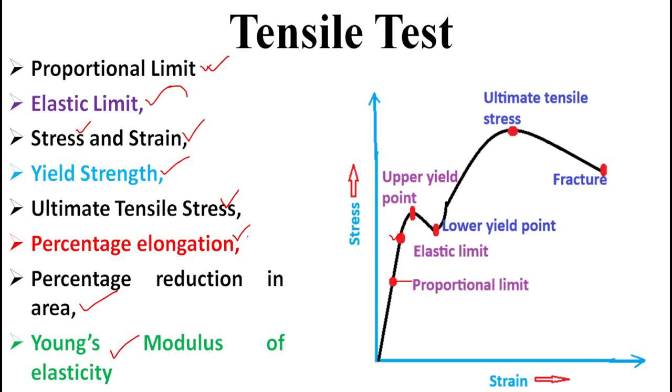Next, Young's modulus is the ratio of stress by strain. This is the graph of the stress strain curve for a ductile material. It shows the proportional limit, elastic limit, upper yield point, lower yield point, ultimate tensile stress, and last, fracture.